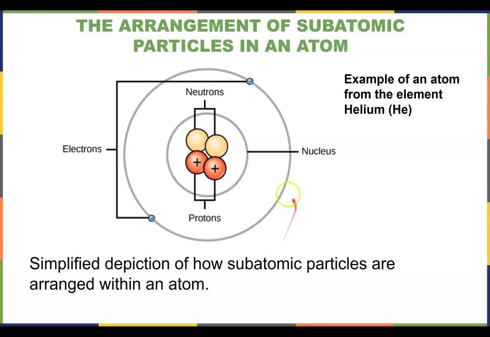Here's what it looks like. Here's the nucleus portion, so that center portion with those positive protons and neutral neutrons. And then the outer region out beyond the nucleus is where we can find electrons. Notice how small they are, and they are negative, so that outer region is going to be a little more negative.